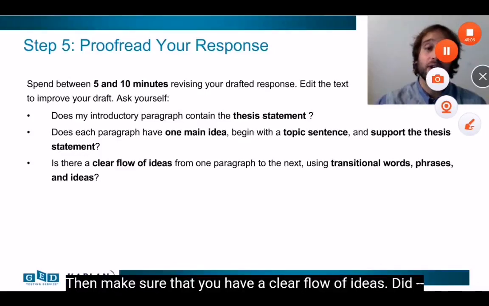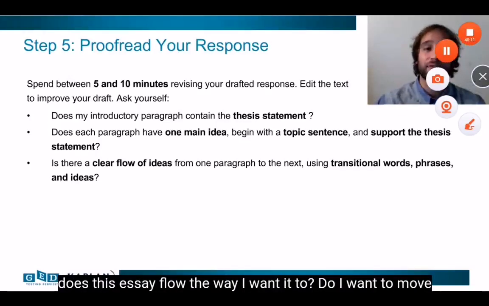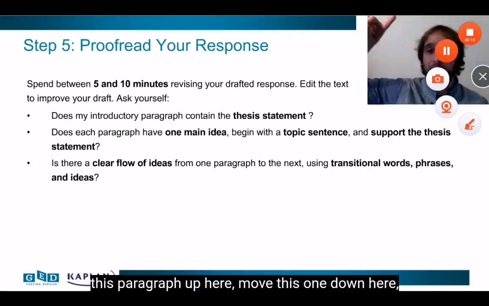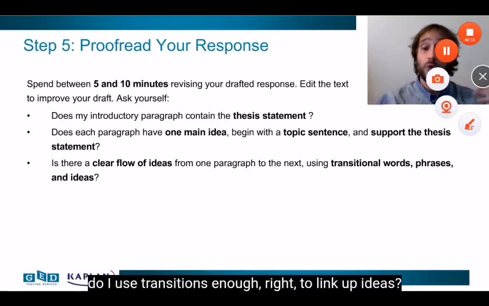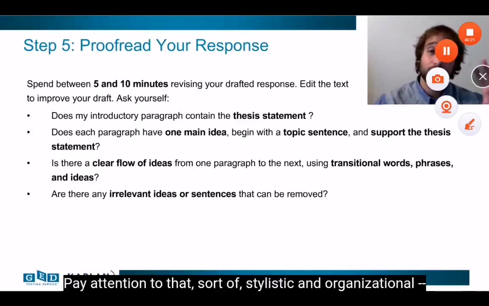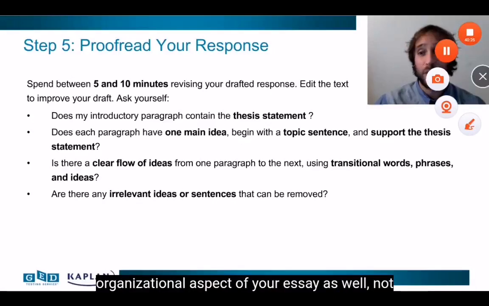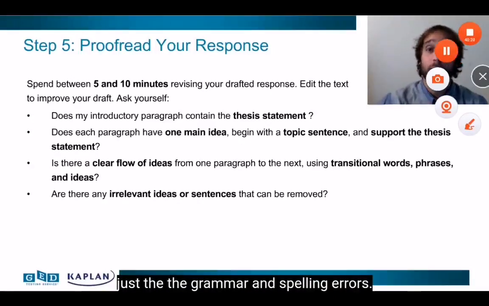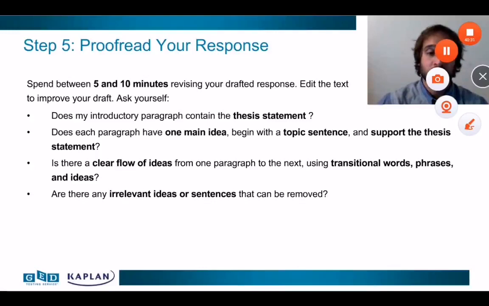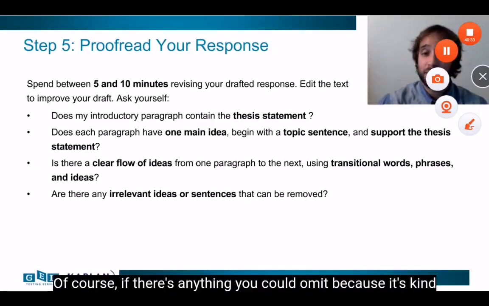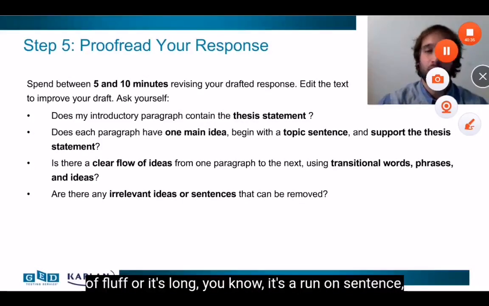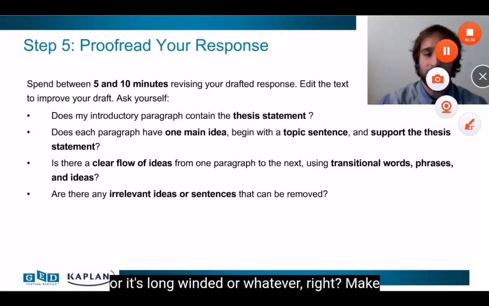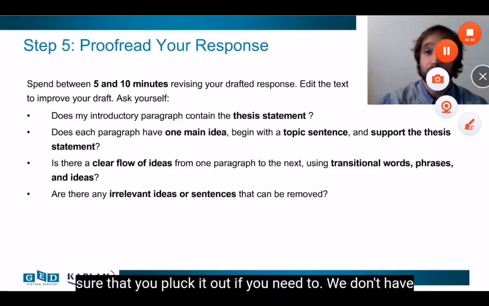Then make sure that you have a clear flow of ideas. Does this essay flow the way I want it to? Do I want to move this paragraph up here, move this one down here? Do I use transitions enough to link up ideas? Pay attention to that stylistic and organizational aspect of your essay as well, not just the grammar and spelling errors. Of course, if there's anything you could omit because it's fluff, or it's a long-winded run-on sentence, make sure that you pluck it out if you need to.